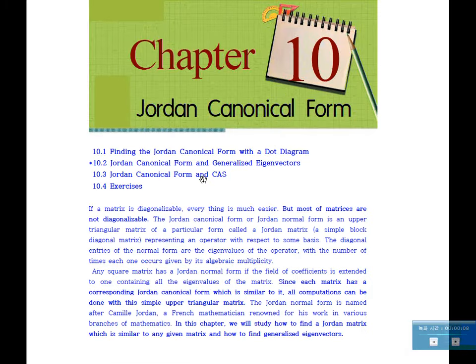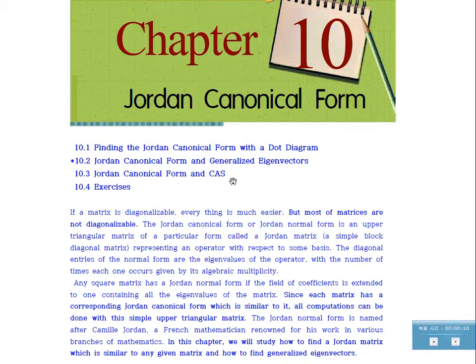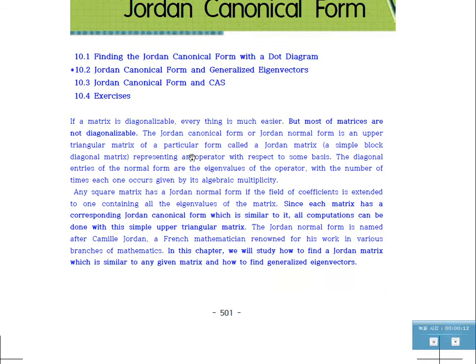Okay, now, chapter 10 deals with Jordan canonical form. As you know, if a matrix is diagonalizable, everything is much easier. But most matrices are not diagonalizable. Okay?